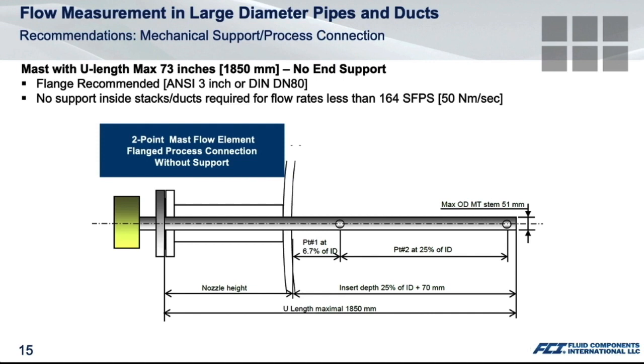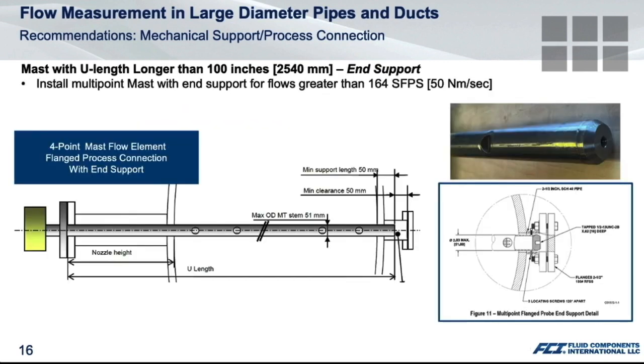If you take a look at this, you can see where we take into account when sizing that mast, determining the length of that probe, the nozzle length, typically a 5-inch or 6-inch nozzle length. And then we also take into account how far into that duct or pipe diameter that we're going, and that dictates that probe length or U-length.